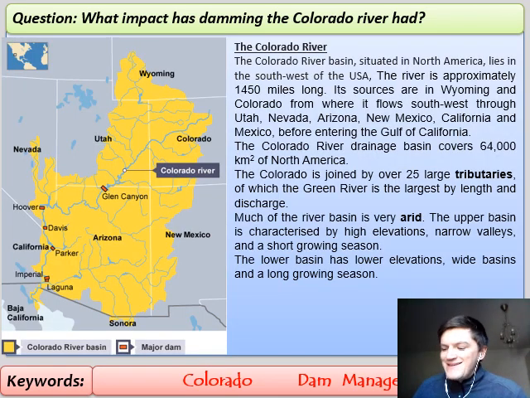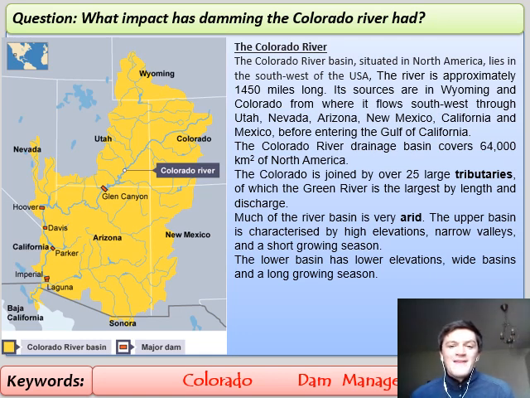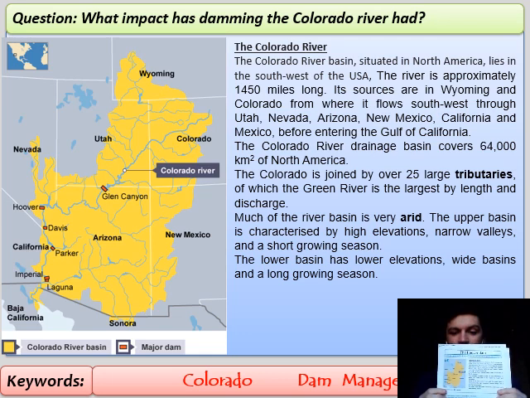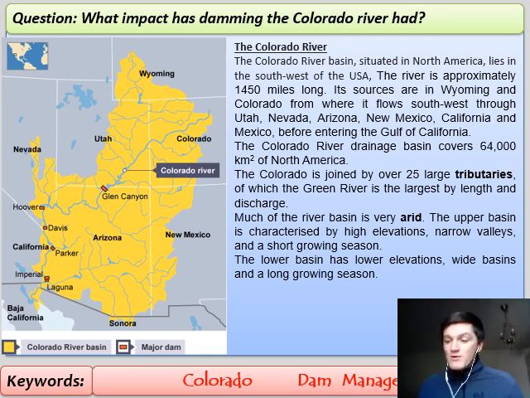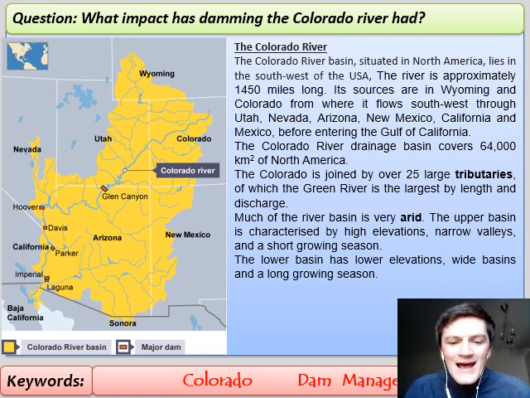What we're looking at today is damming, managing rivers, and the impact that this can have. If you've got the reading, it's up on the system, you can print it off. If not, don't worry, it's on the screen, so we can follow along as we go. We're looking in particular at the Colorado River because it has probably America's most famous dam on it, and that's what we're going to look at.